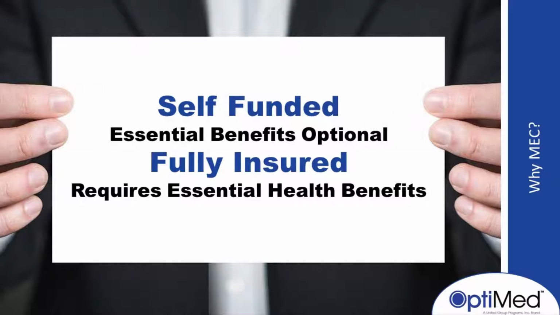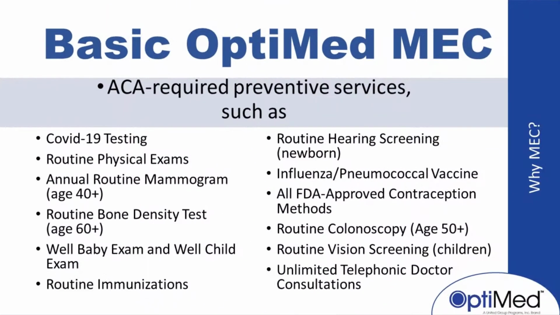But when it came to self-insured plans, they gave the freedom to include whatever essential health benefits that they wanted, or include none if they wanted, which meant that all we had to do is cover the preventative services that were required. So that is what our basic MEC plan is. It covers preventative services only, and that's why it's so inexpensive at like $40, $50, $60 a month.